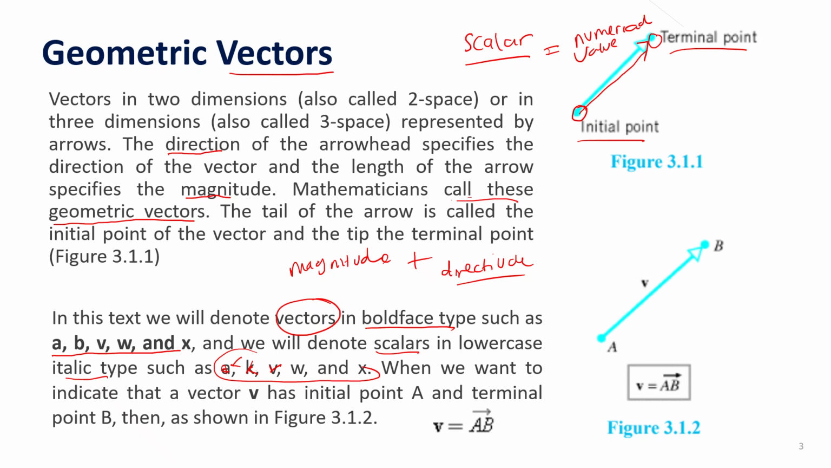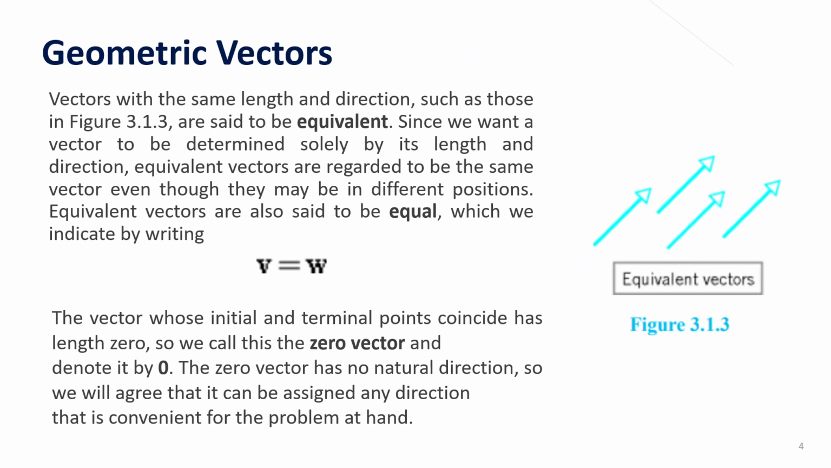When we want to indicate that the vector v has initial point A and terminal point B, it is normally shown like this. The formula representation looks like this: v is the vector, A is the initial point, B is the terminal point. That is what we learn about geometric vectors.